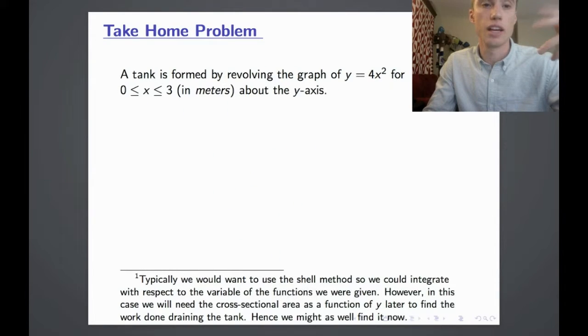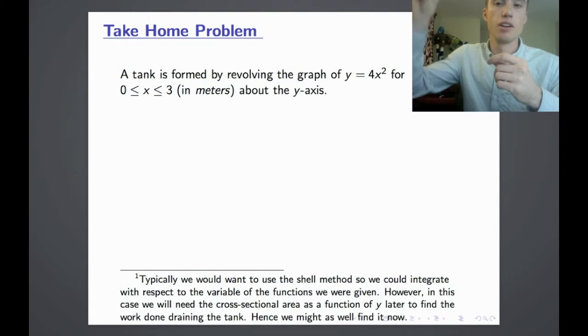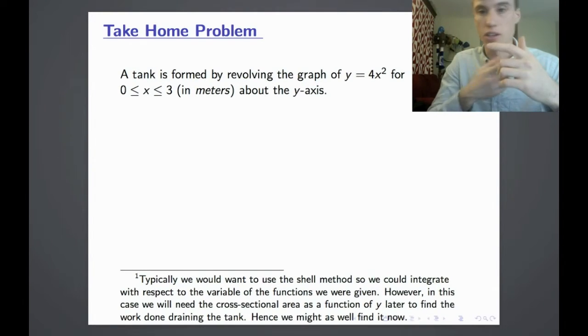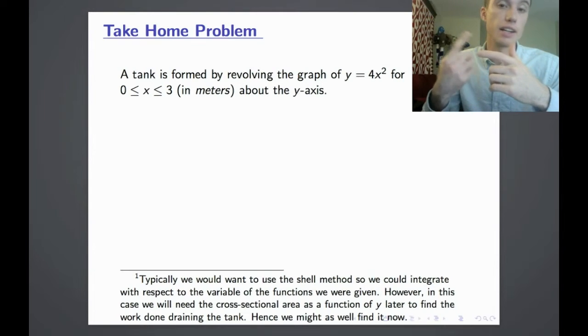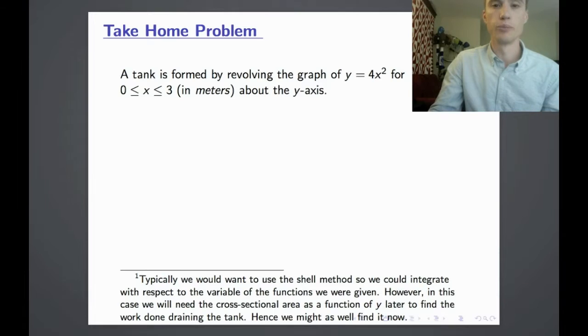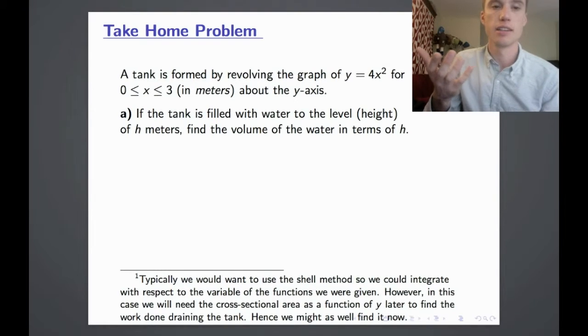Let's look at the take-home problem. We have a tank, and we have this curve, y is equal to 4x squared for x values between 0 and 3. We're revolving this curve about the y-axis, so we're creating a parabolic bowl. Now, the first part of the problem asks us to find the volume once we've filled the water up to a certain height.